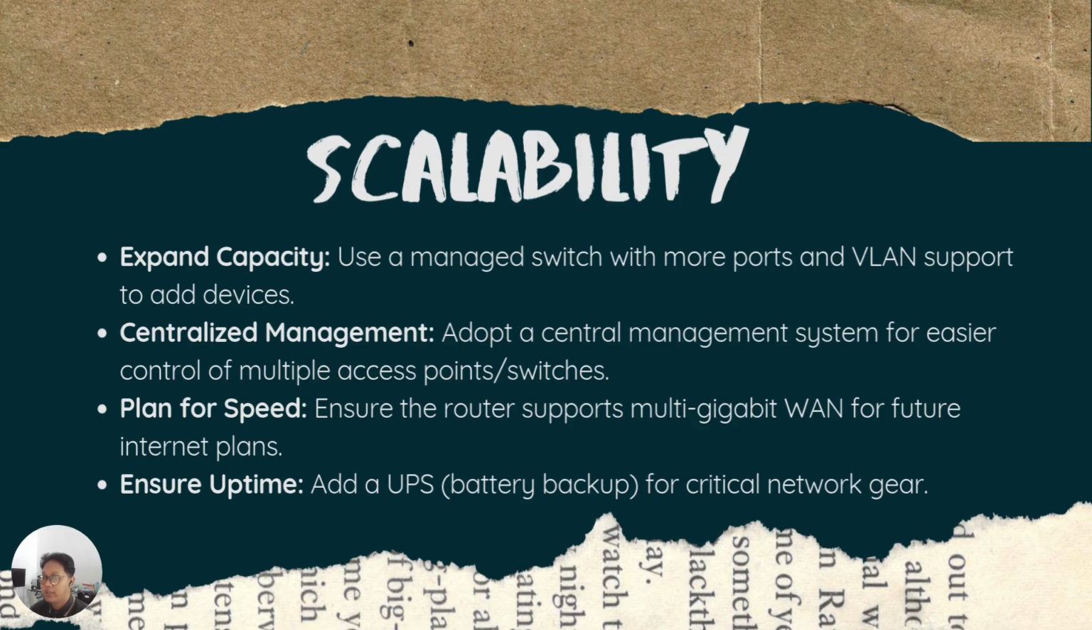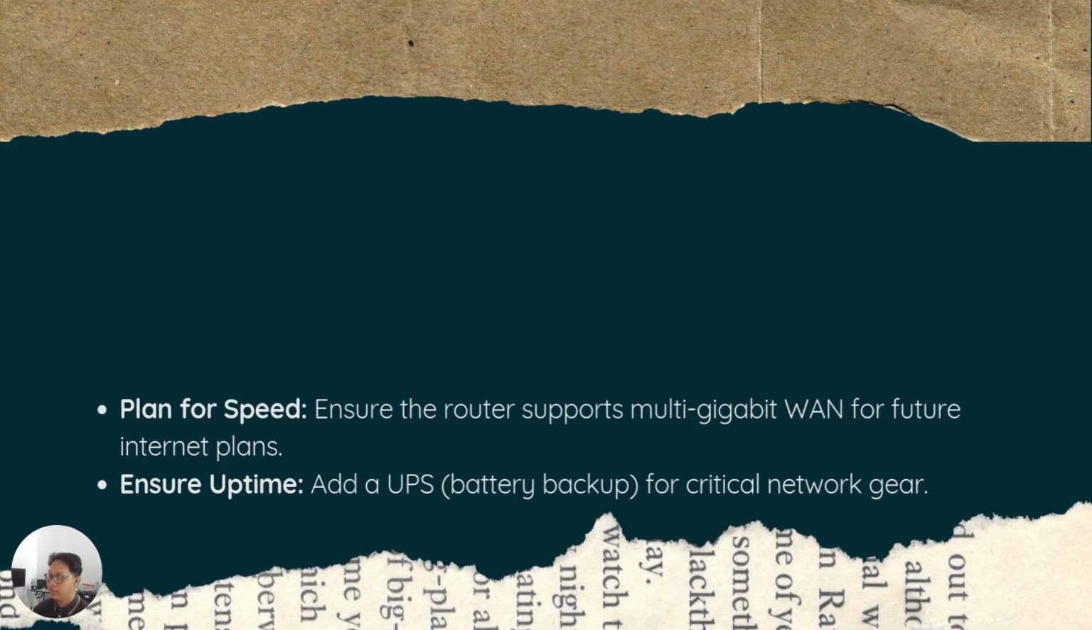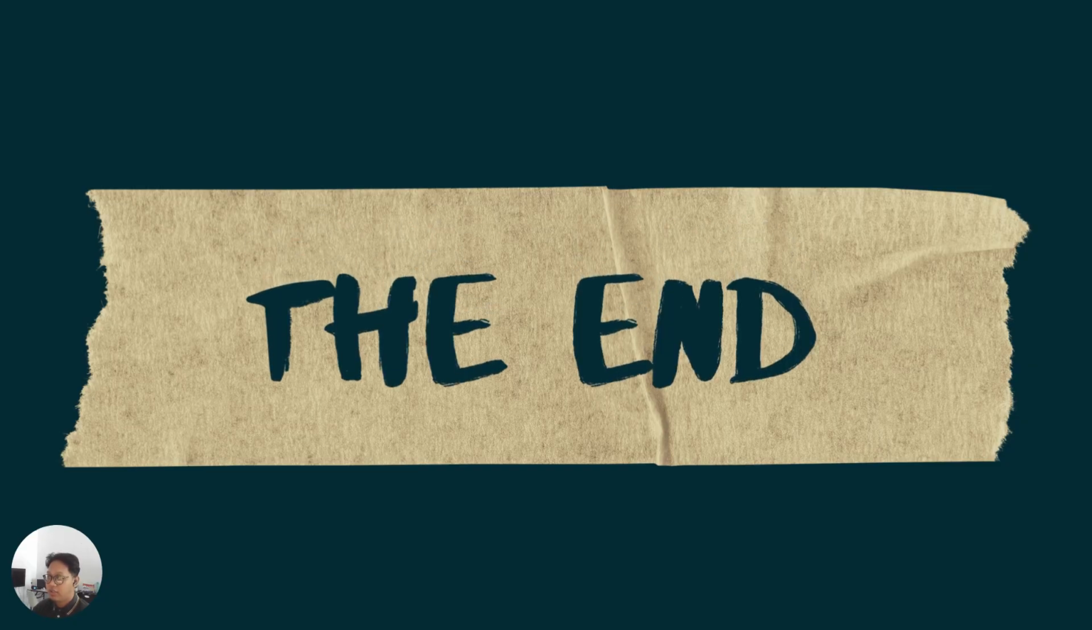We also can plan for speed, which is ensure the router supports multi-gigabit WAN for future internet plans. And lastly, we can ensure uptime, which is we can add a UPS, which is a battery backup for critical use.